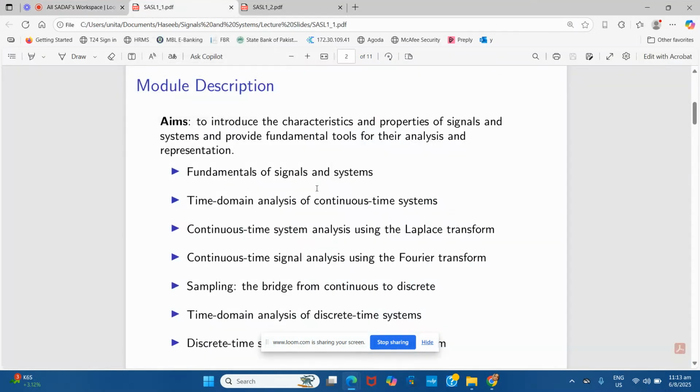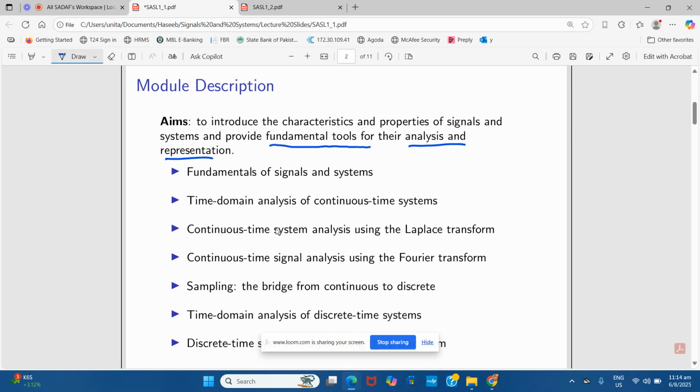Hello, today we will learn about signals and systems. In this module, we will learn about the characteristics and properties of signals and systems and also provide some fundamental tools for the analysis and representation.